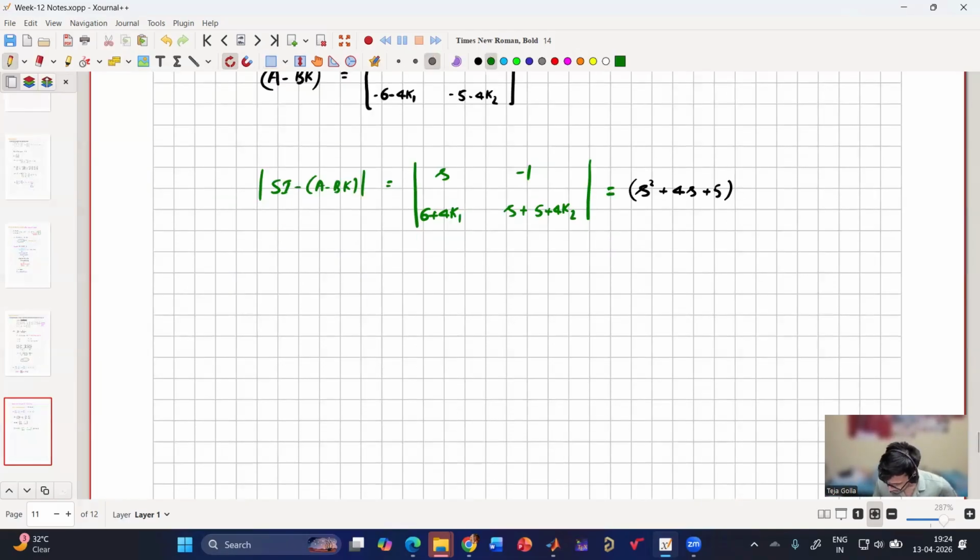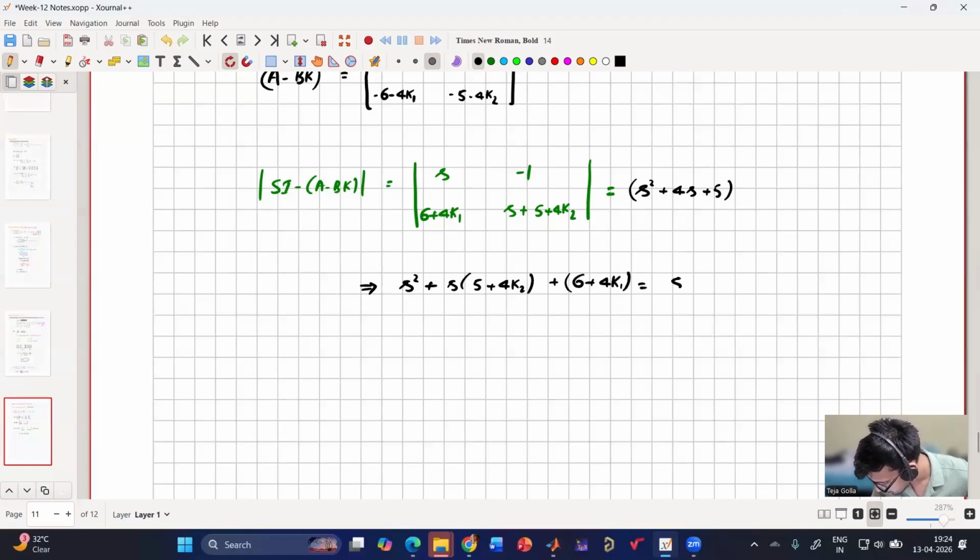So let me calculate the LHS. It will be s square plus s into (5 plus 4k2) plus (6 plus 4k1), which is equal to s square plus 4s plus 5.